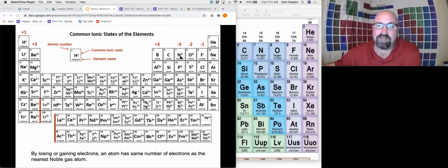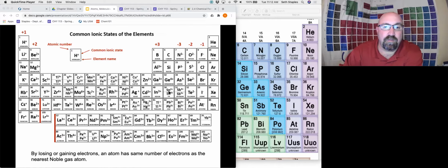So a 3-. And likewise, oxygen, and the entire column for oxygen, are all going to tend to gain 2 electrons and form a 2- charge. And then our halogens, fluorine, chlorine, bromine, and iodine, and so on, are going to tend to gain 1 electron to form -1s.